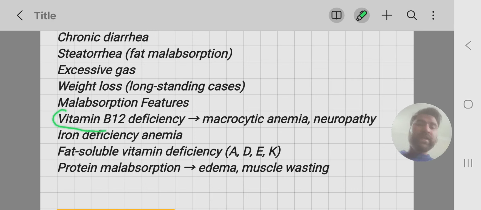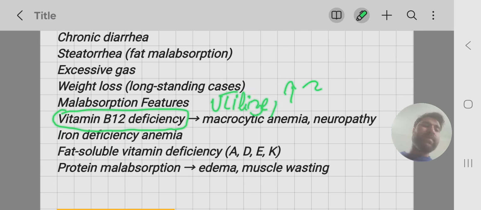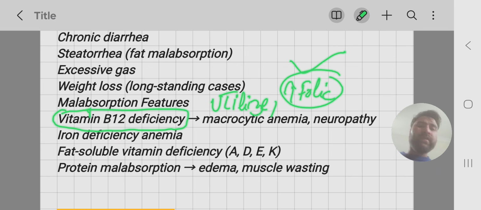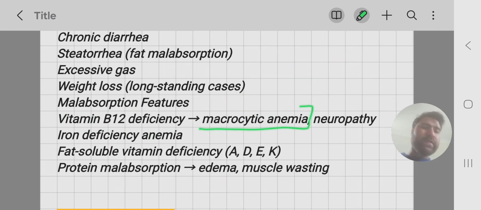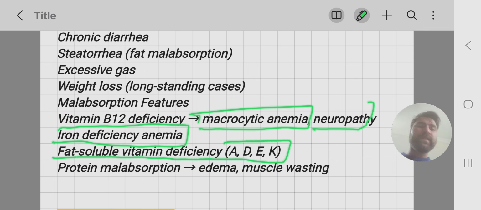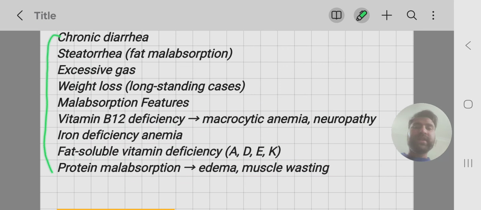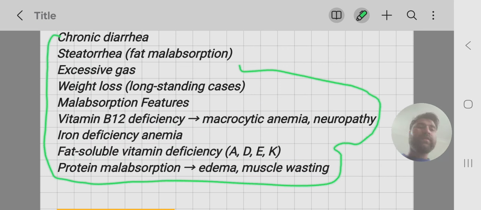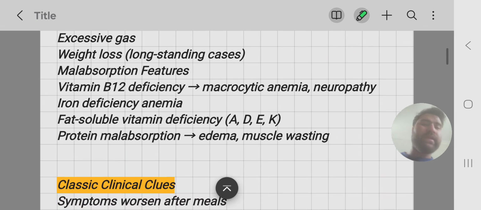Malabsorption features. There is especially vitamin B12 deficiency because these bacteria utilize vitamin B12, and also these bacteria increase the production of folic acid. So folic acid levels are increased while vitamin B12 levels are reduced, leading to macrocytic anemia and neuropathy. There may also be iron deficiency anemia. Fat soluble vitamin deficiency can also be seen. These include A, D, E, and K. Protein malabsorption leading to edema and muscle wasting. So these are the features that are produced when there is proliferation of the bacteria in your small intestine.